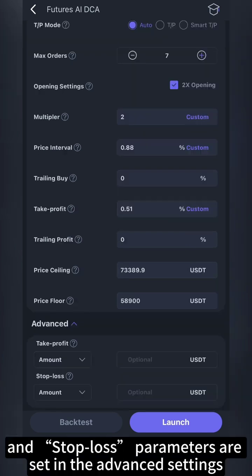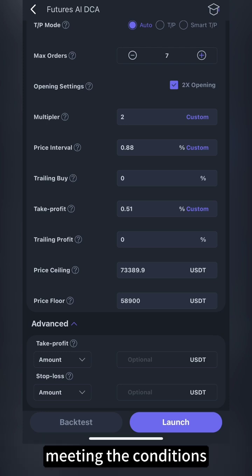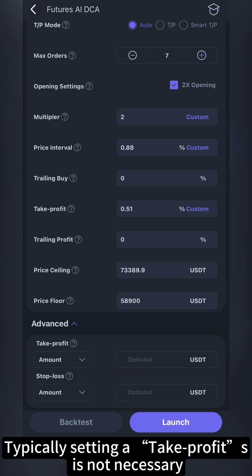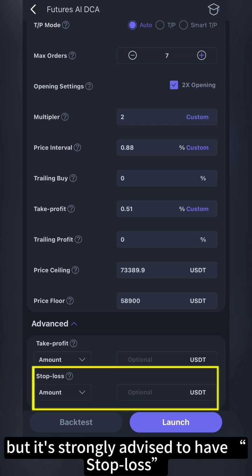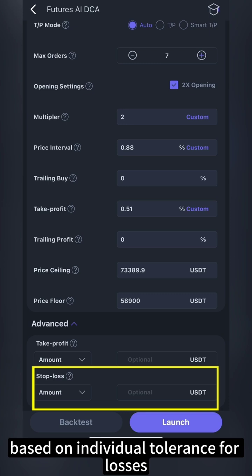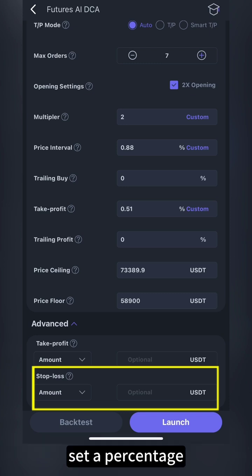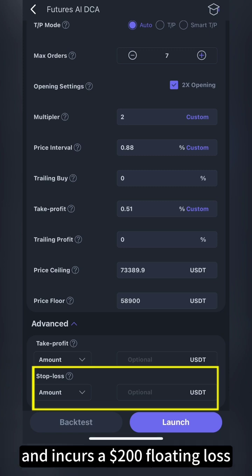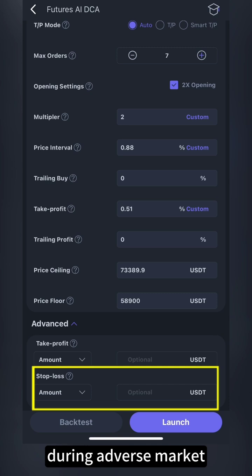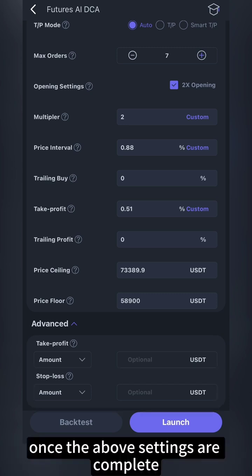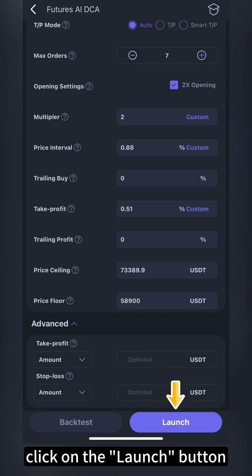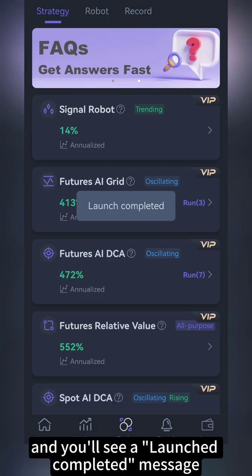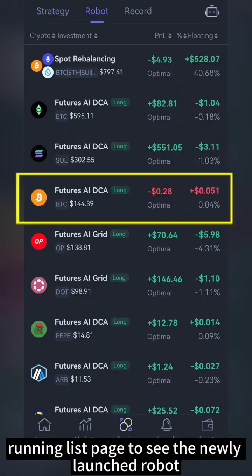Furthermore, if take profit and stop loss parameters are set in the advanced settings, the robot will stop running upon meeting the conditions. Typically, setting a take profit is not necessary, but it's strongly advised to have a stop loss. Based on individual tolerance for losses, set a percentage, e.g., 20%. When the robot's position reaches $1,000 and incurs a $200 floating loss during adverse market, the robot will automatically close all positions and stop. Once the above settings are complete, click on the Launch button and you'll see a Launch Completed message. Switch to the robot's running list page to see the newly launched robot.